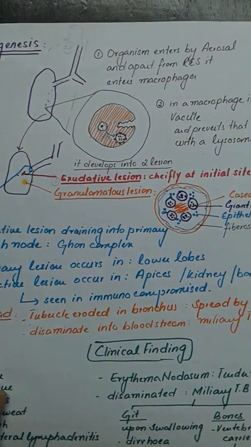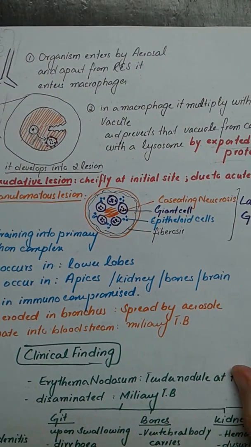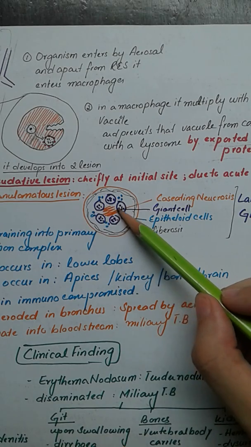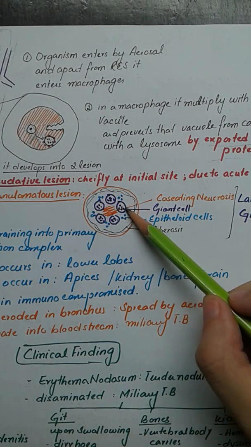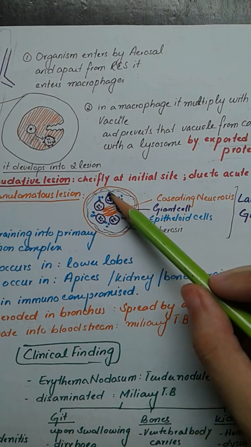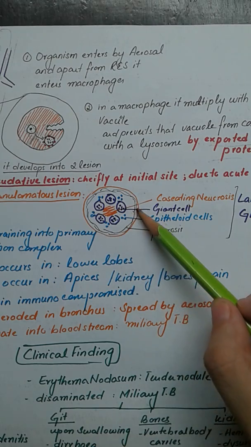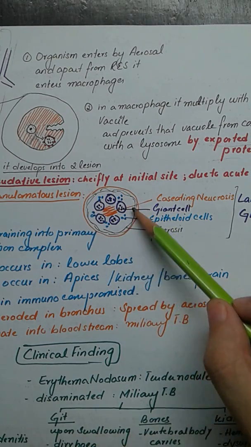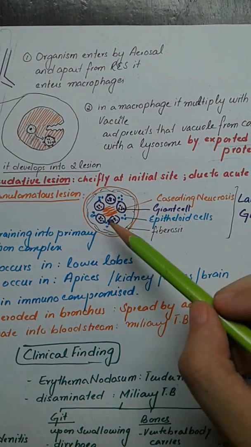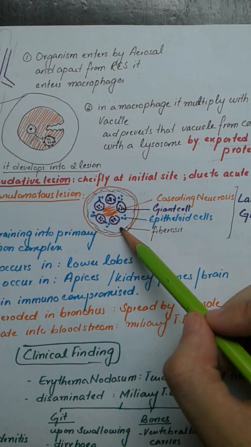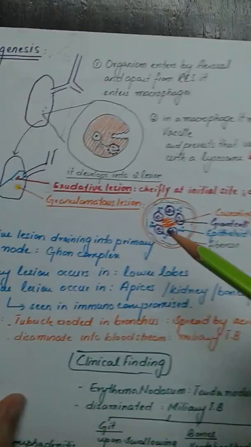The granulomatous lesion consists of a granuloma which has a caseating center, meaning it has caseating necrosis in the center. It is surrounded by giant cells, also known as Langerhans cells, and then by epithelioid cells. This whole complex is surrounded by fibers, which helps in fibrosis. Fibrosis later on leads to cavitation formation in that area.